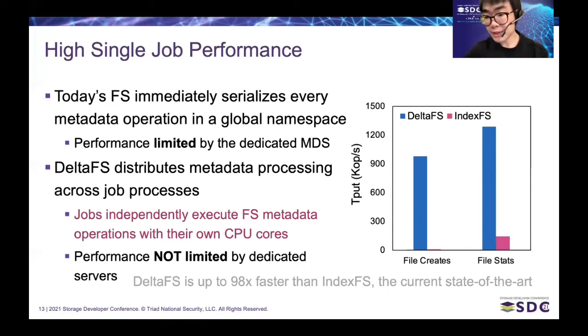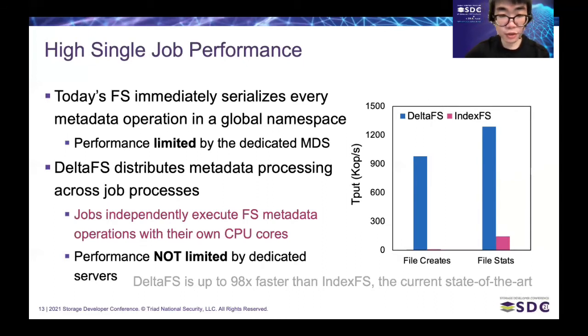To demonstrate that, we did an experiment where we compare DeltaFS with IndexFS. IndexFS is the current state of the art for parallel file system metadata. In IndexFS, all file system metadata operations are immediately serialized in a global IndexFS file system namespace. Due to that, the performance is limited by dedicated metadata servers.